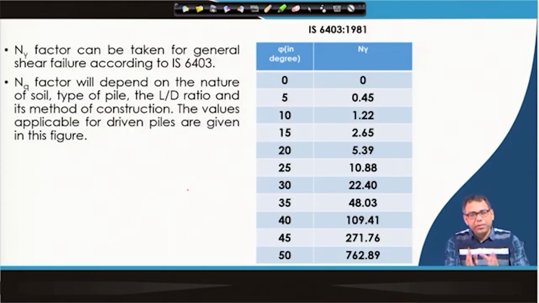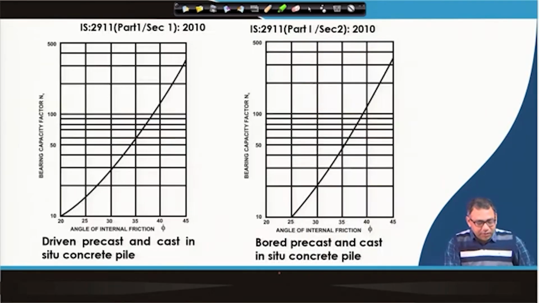Now, there are two bearing capacity factors, N gamma and NQ. For N gamma, you have to use the N gamma that we use for the shallow foundation, and this is the value of N gamma for different phi values. The NQ we will get from this chart, which is NQ versus friction angle. The left hand side chart is for the driven pile, and the right hand chart is for the bored pile. So, from here we can get the NQ corresponding to different friction angle values.